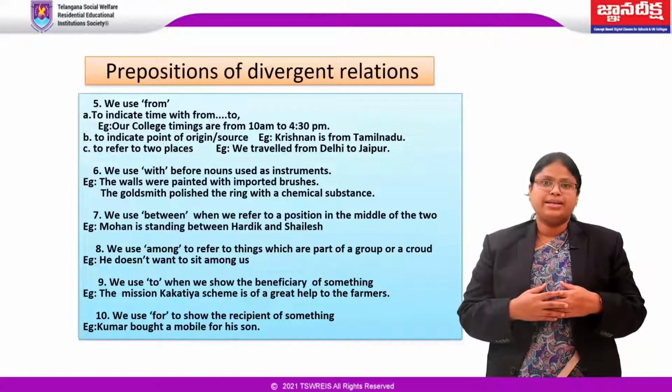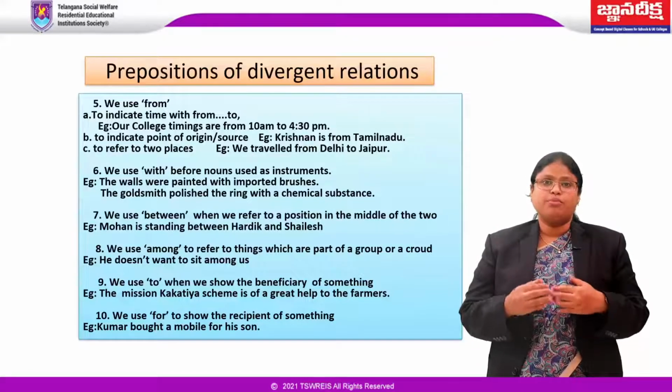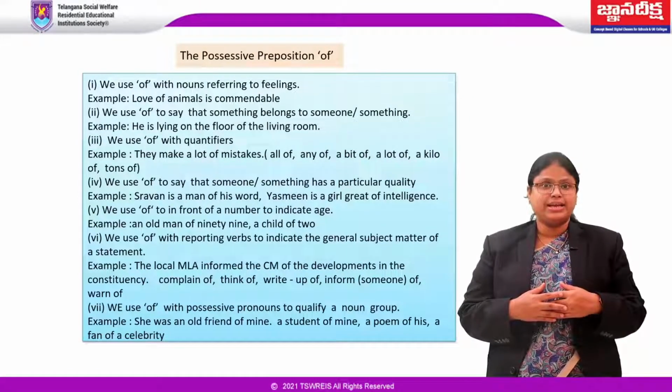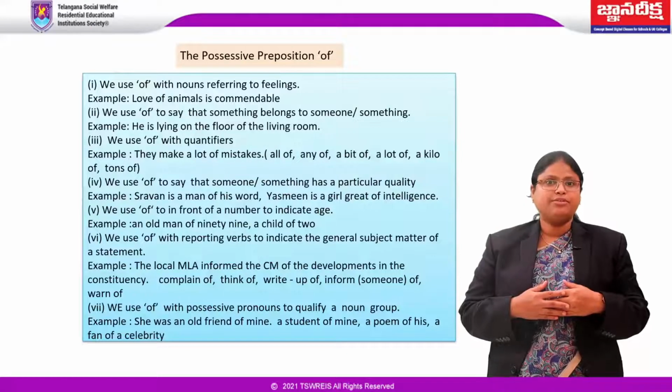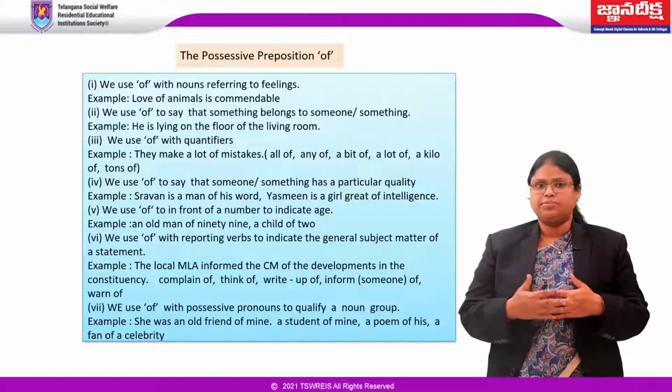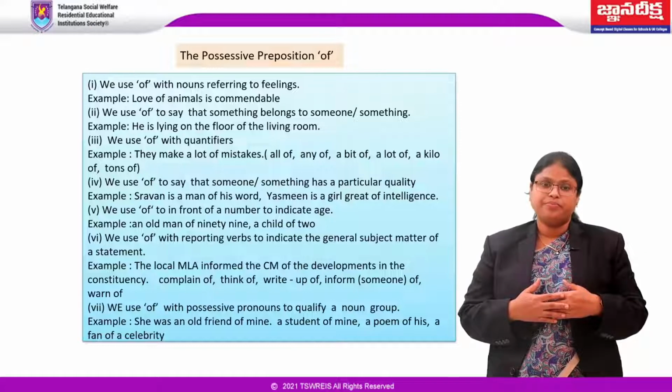Another important one is the functions of possessive preposition of. We use of with nouns referring to feelings. Example, love of animals is commendable. We use of to say that something belongs to someone or something. For example, he is lying on the floor of the living room.